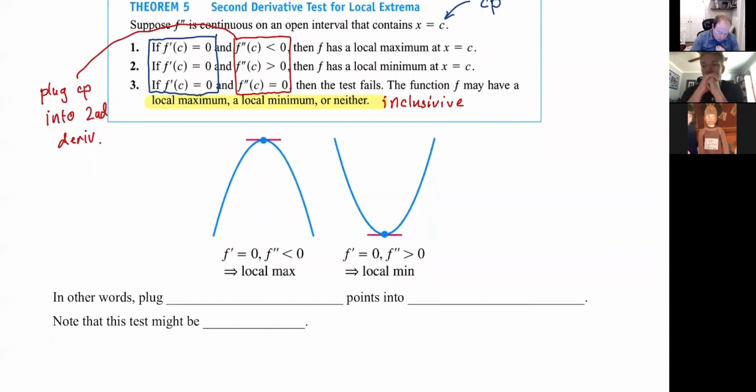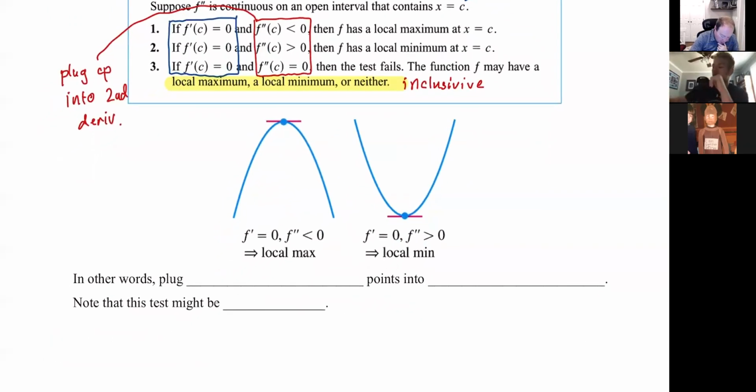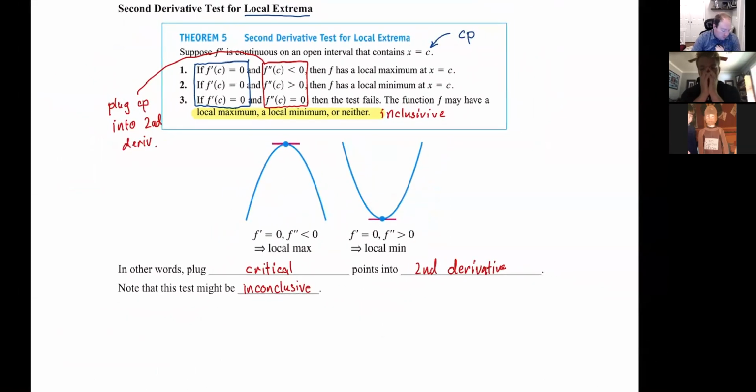So in summary, plug the critical points into the second derivative, but just be aware that the test may be inconclusive. That is to say, you don't get an answer from it. You just may have to go back and use the first derivative test.